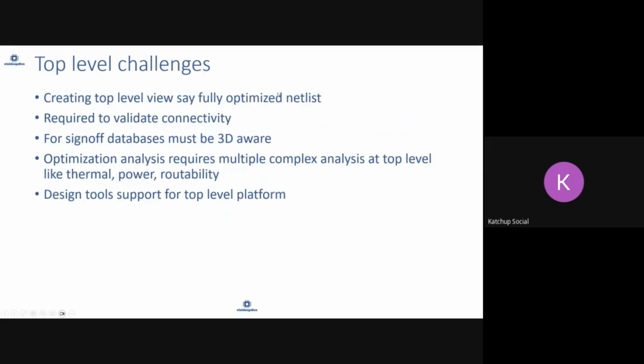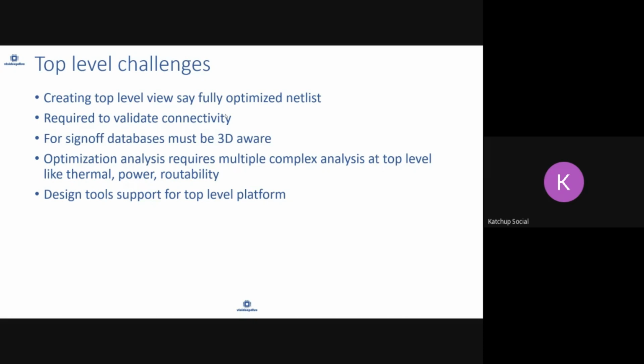Let's think about some top level challenges, right? You have this whole system with multiple ICs, creating a top level full view, let's say fully optimized netlist, then requirement to validate the connectivity of this, your sign off, like you want to do STA, EMIR, other kind of sign off, that also needs to be 3D aware.